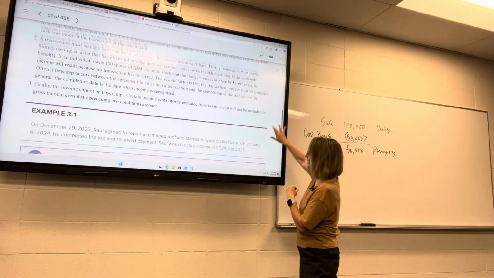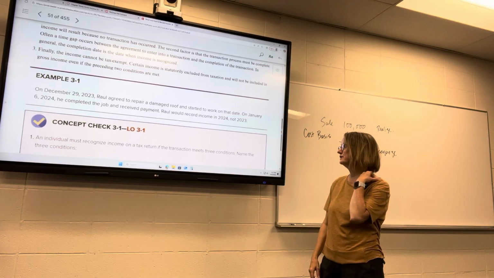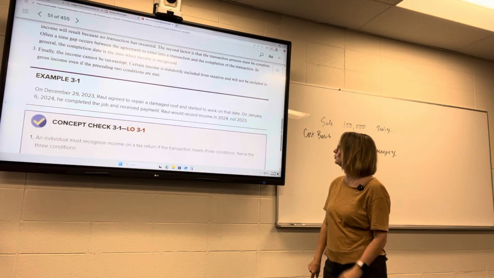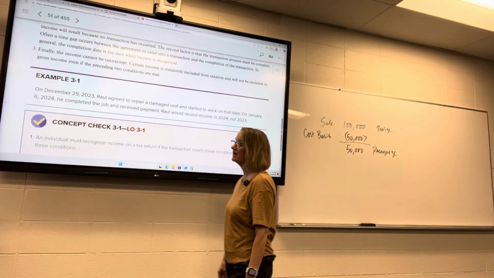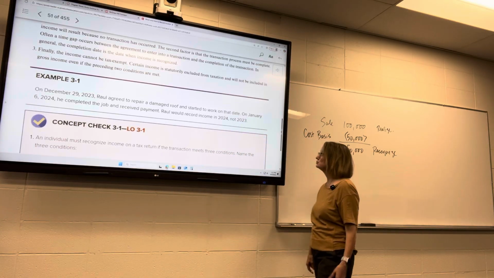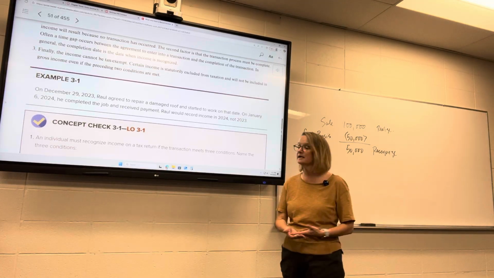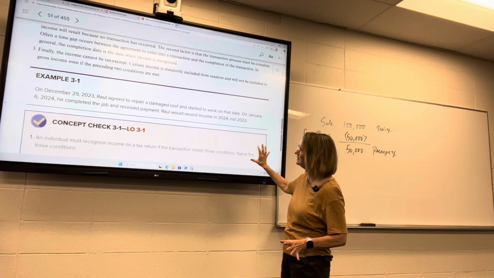Okay, so here we've got an example. On December 23rd, 2023, Raul agreed to repair a damaged roof and started work on that date. On January 6th, he completed the job and he received payment. He would record this income in 2024, not in 2023, because that's when he received the payment.